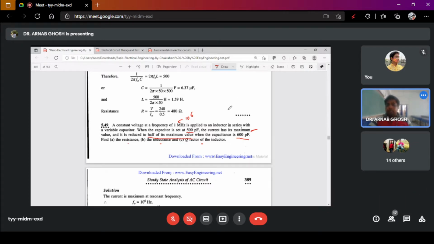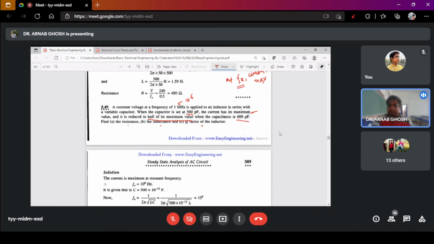Now, when the capacitor is at 500 picofarad, when is the current at maximum value? You know at resonant frequency, at FR, current will be maximum. So when you are calculating FR, you need to use the inductor value and this capacitor value. So let's see how the problem has been solved.